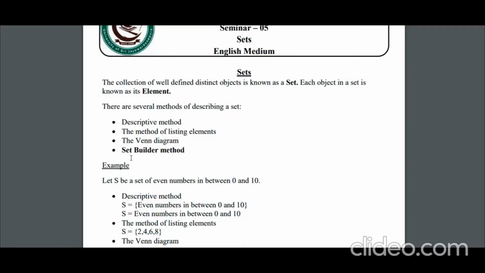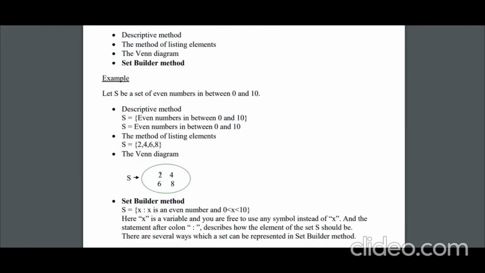And next is the Venn diagram. What you do is you put all the elements inside and you use this particular notation. Use the name of the set and then an arrow pointing towards the Venn diagram. This together we call a Venn diagram.